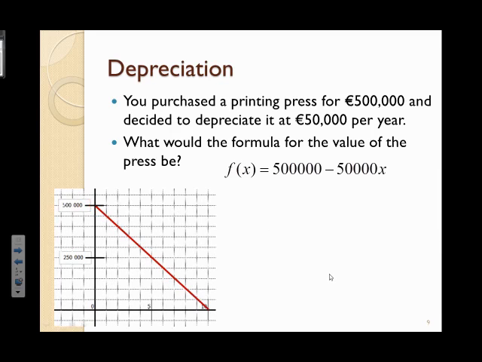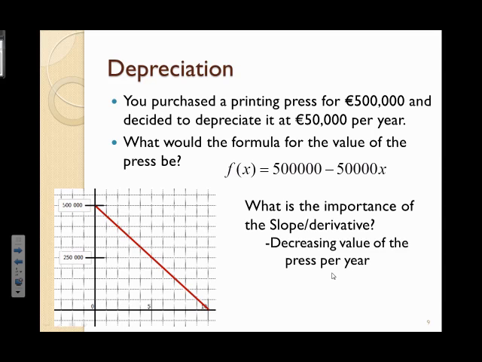And here's a little bit better drawn graph than what I did of the same thing. And what's the importance of the slope or the derivative? Well, again, we said that's going to end up being the amount that we depreciate, or it's also the decreasing value of the press each year. It's going to go down 50,000 euros per year.